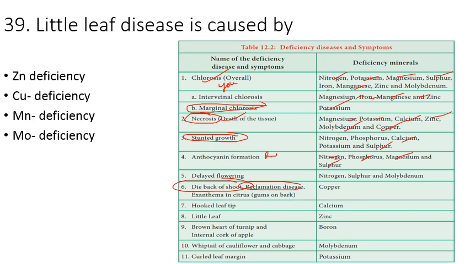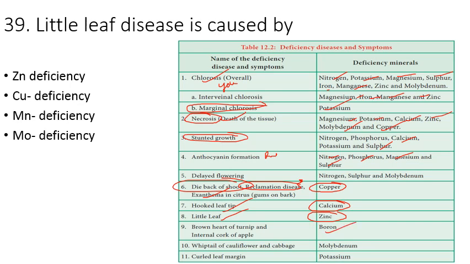Then we have dieback of shoot and reclamation disease. These are two important diseases. Then we have exanthema in citrus. This is due to the deficiency of the mineral element copper. Then hooked leaf tip is caused by deficiency of calcium. Little leaf disease is caused by the deficiency of zinc.